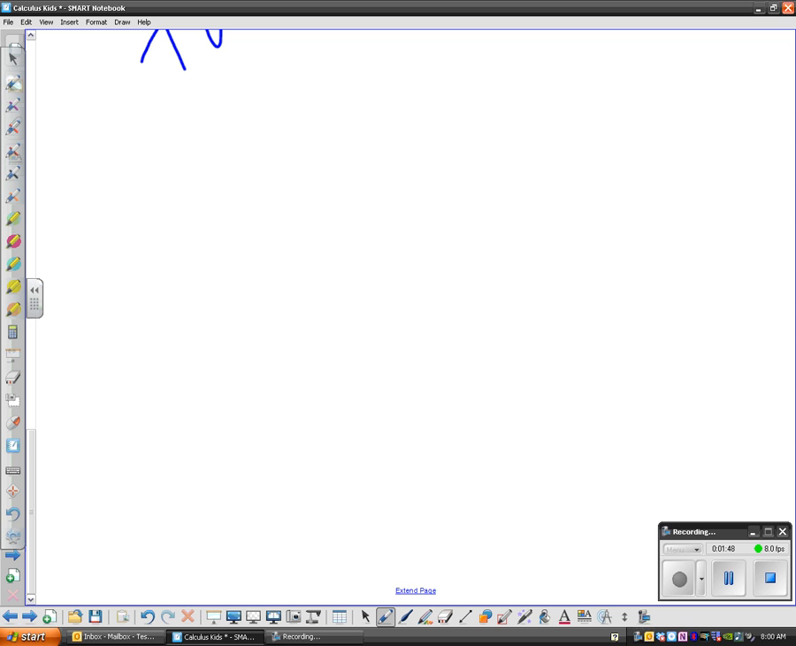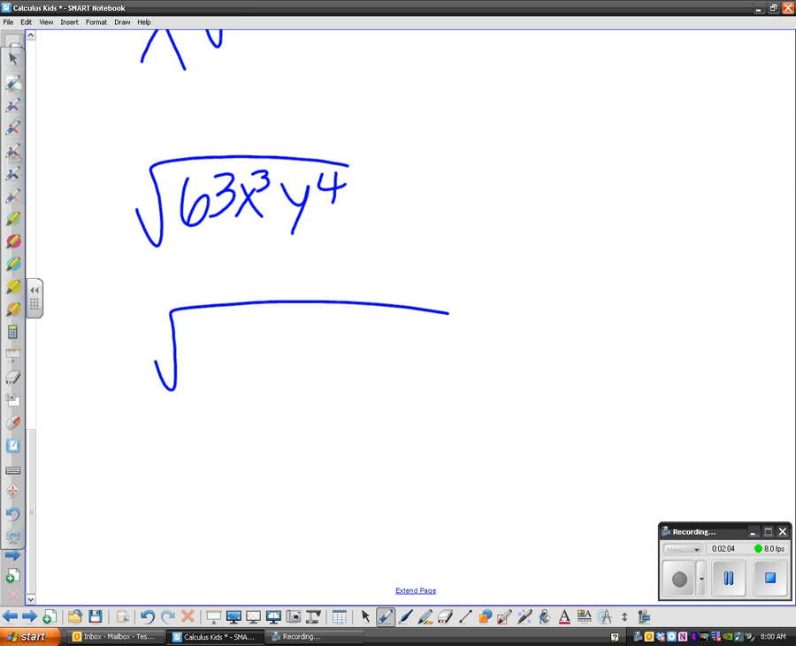And finally, this is about as complex as you will have in algebra. 63x cubed y to the 4th. Okay, let's start with our 63 first. Well, I know that 9 and 7 go into 63. 9 is a perfect square. 9 is 3 times 3. And then to make 63, we have to multiply by 7. And we'll leave our variables for now.